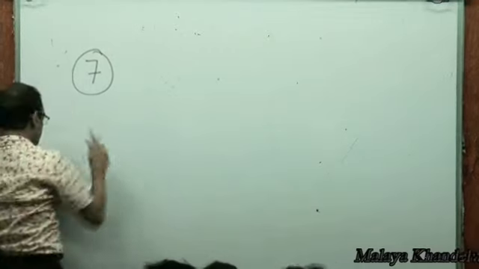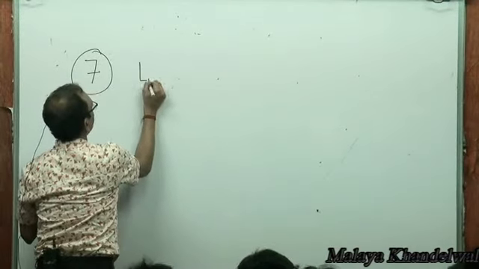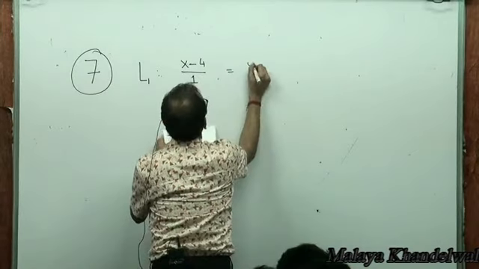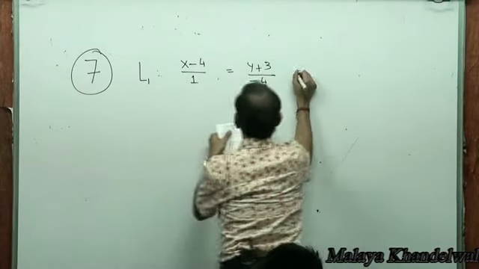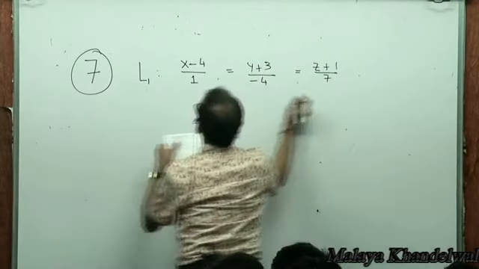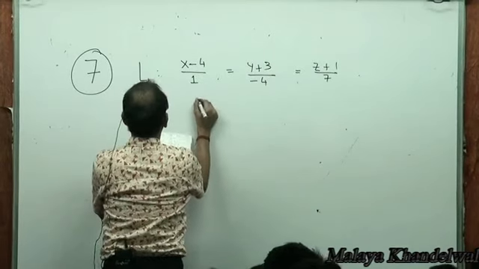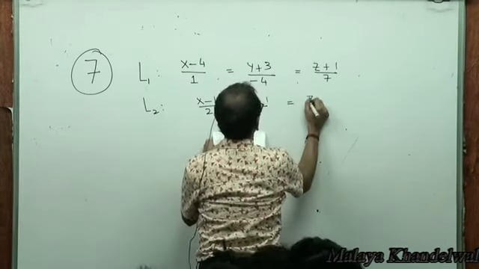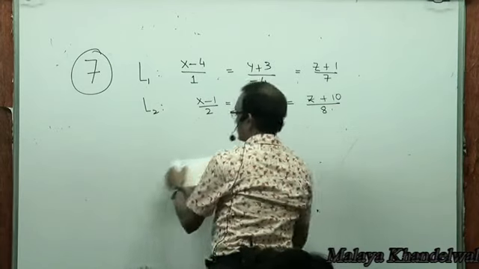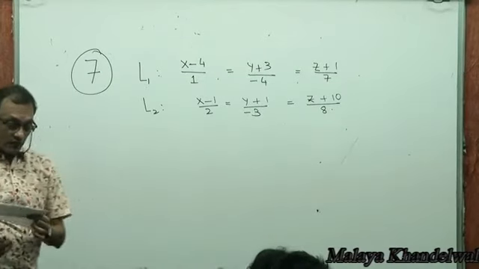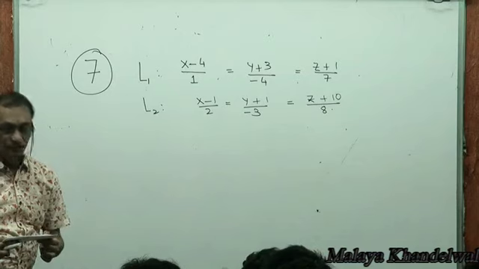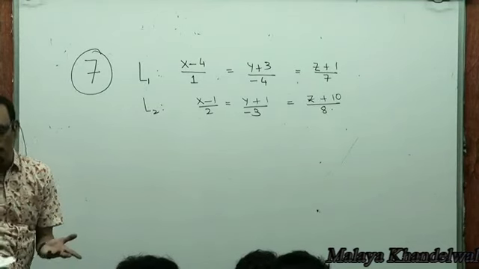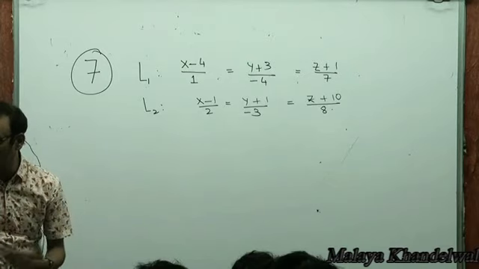Number 7. There are two lines, L1, which is (x minus 4) by 1 is (y plus 3) by minus 4 is (z plus 1) by 7, that's L1. And there is another line L2, which is (x minus 1) by 2 is (y plus 1) by minus 3 is (z plus 10) by 8. We want to find the distance of the point of intersection of these lines from the origin. That means apparently these lines intersect, which is why you want to find the distance of the point of intersection from the origin. Apparently these lines are then coplanar lines also, right?